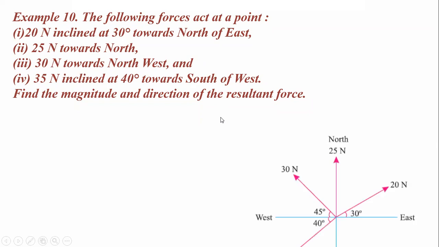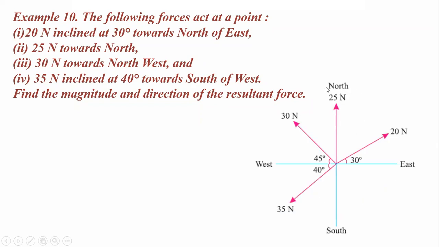Now, as we know, this is the north side, south side, east side, west side. The first force has an intensity of 20 Newton, and it makes an angle of 30 degrees north of east. Next is 25 Newton, acting towards north, which means exactly over the north. Then the third force is 30 Newton towards northwest.